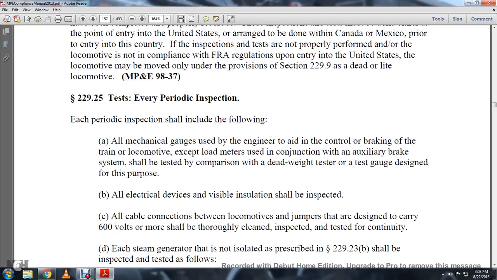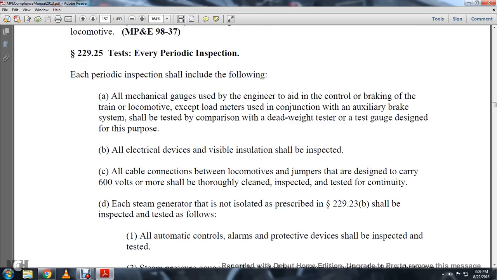B. All electrical devices and visible insulation shall be inspected. All cable connections between the locomotive and jumpers that are designed to carry 600 volts or more shall be thoroughly cleaned, inspected, and tested for continuity.